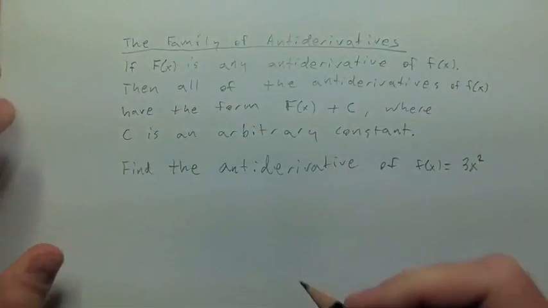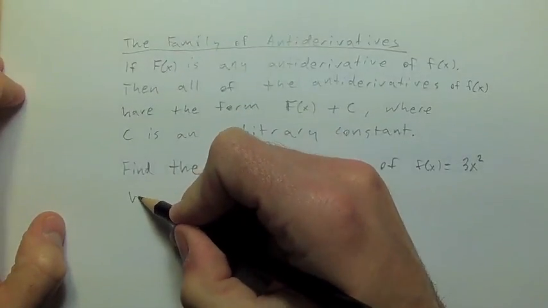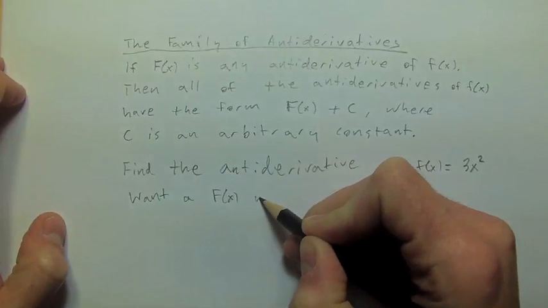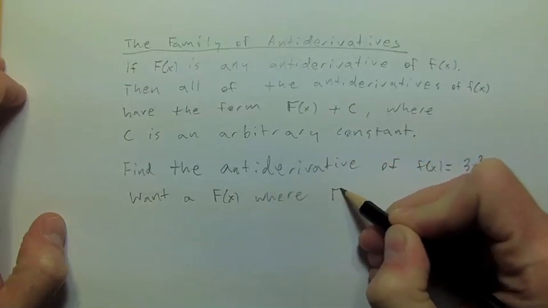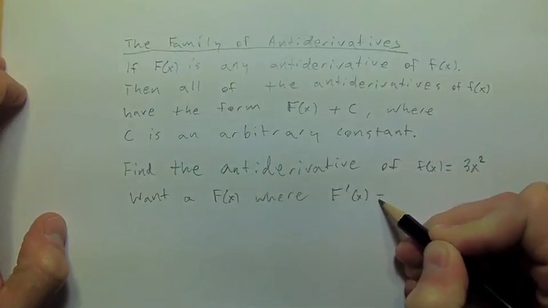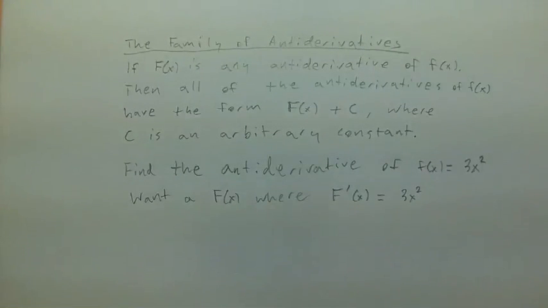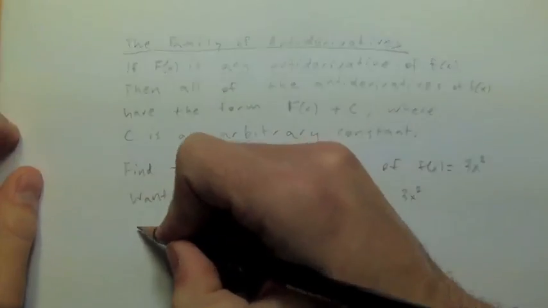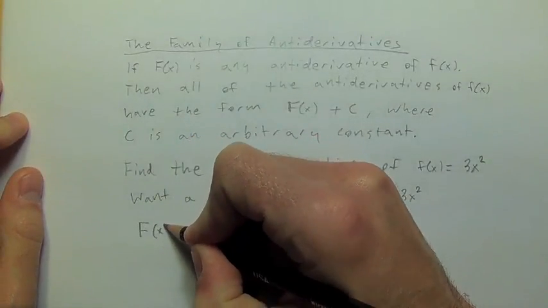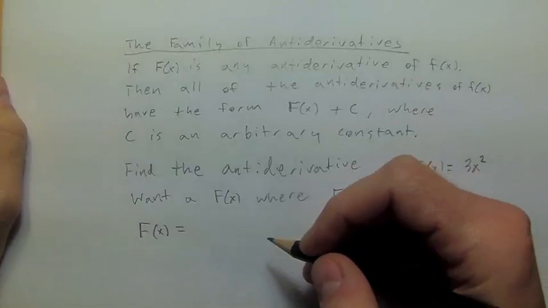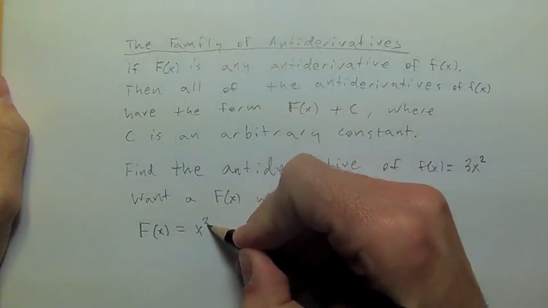Okay, so what we want is a capital F of x where capital F prime of x will equal 3x squared, right? So we want a function whose derivative will be 3x squared. Give that a think. What do you think? What function would give us that? The answer is, of course, x cubed.